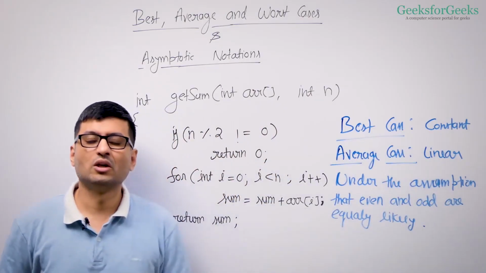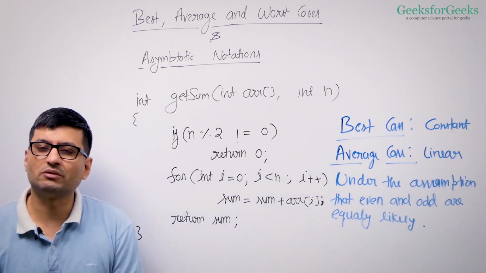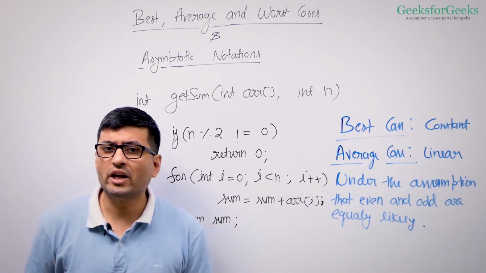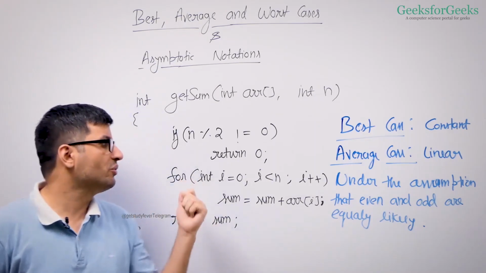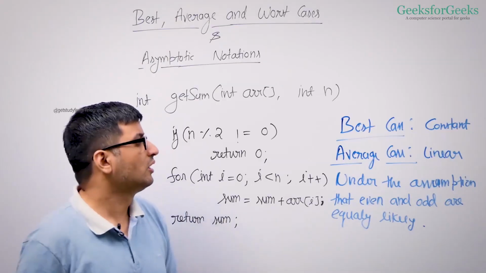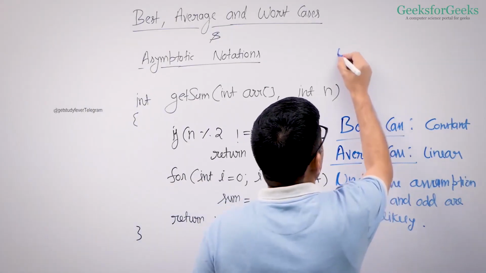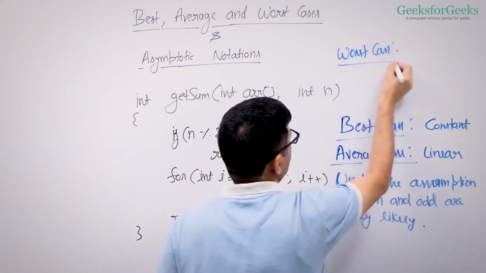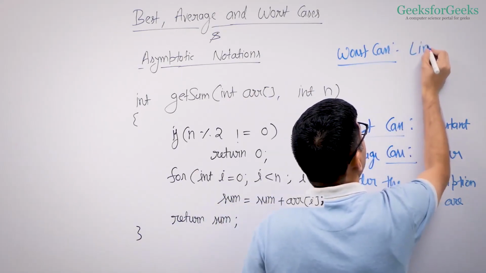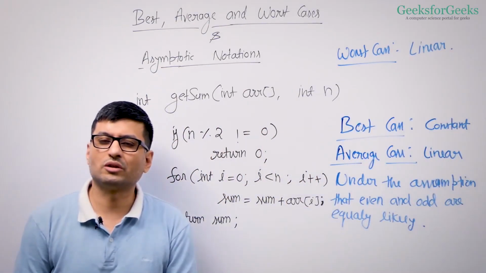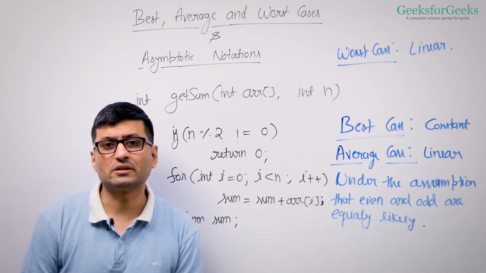Now worst case. What is the worst case time complexity of this function? In worst case, your n will be even. When n is even, it's always going to take linear time. So worst case for this code is linear. That's the order of growth of this function for 3 different cases.